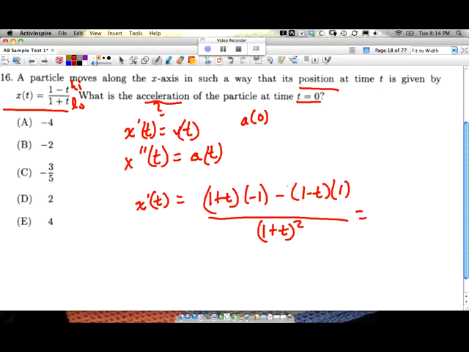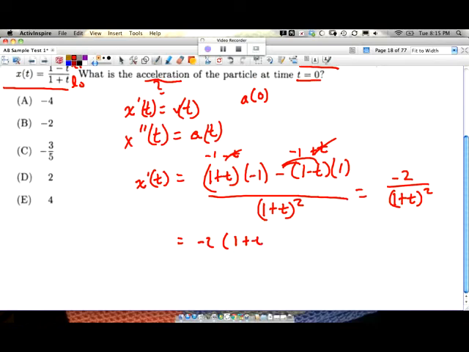Alright, let's simplify some things. Because up here, if I distribute this negative, that's minus 1 plus t. Over here, if I distribute this negative, that's minus 1 minus t. So it looks like the t's cancel each other out, and I'm going to have negative 2 over 1 plus t squared. Alright, well let's take this a little bit further. In other words, the first derivative, I could go even further with that, and that would be negative 2 times 1 plus t to the negative 2. That makes it a little bit easier to do another derivative again. Okay, let's do the second derivative, which is really acceleration.